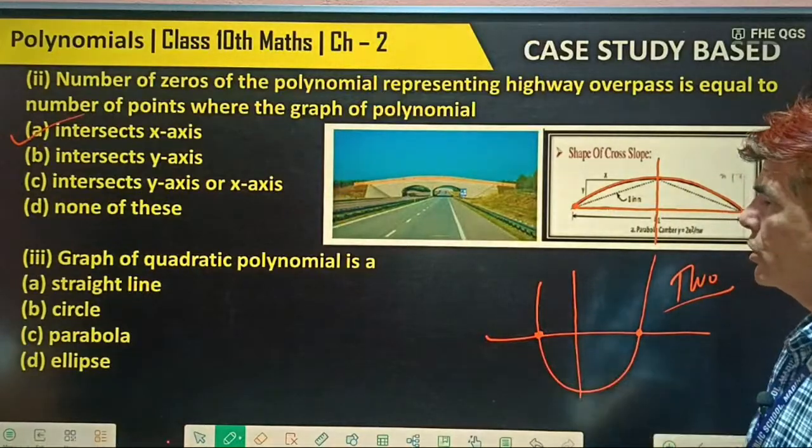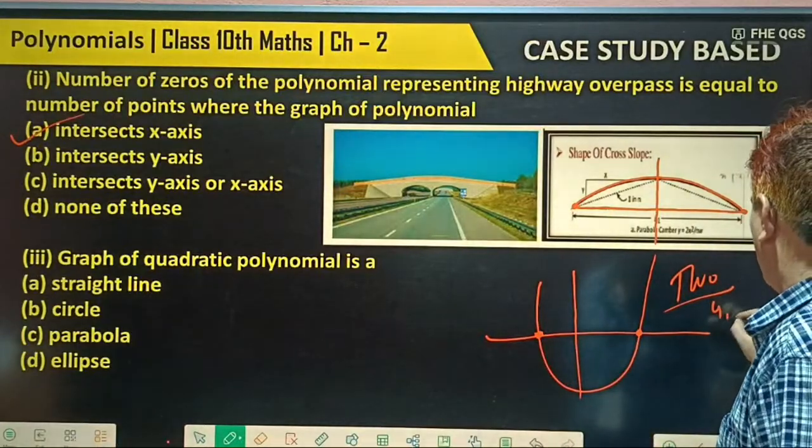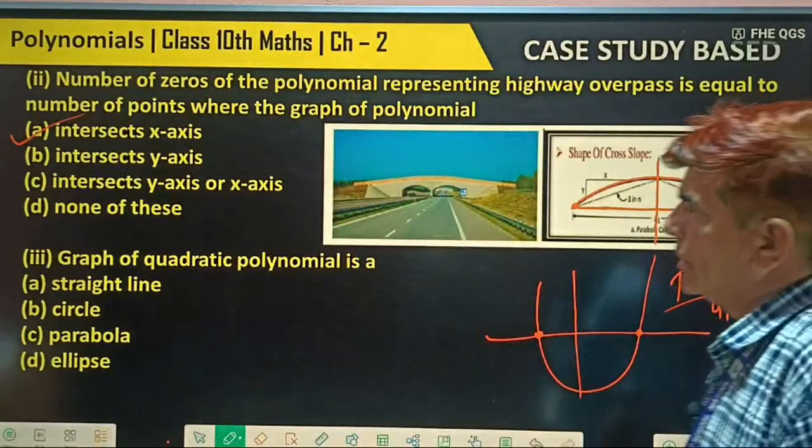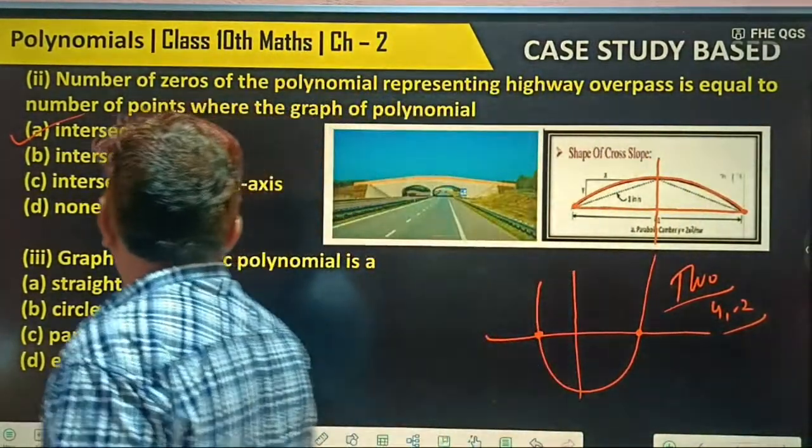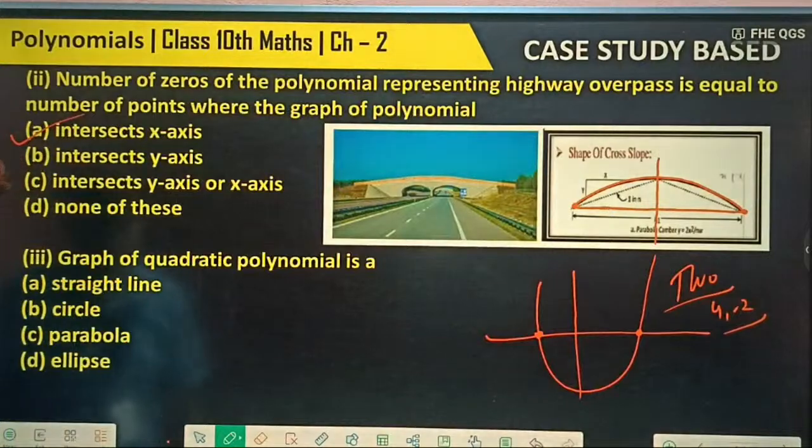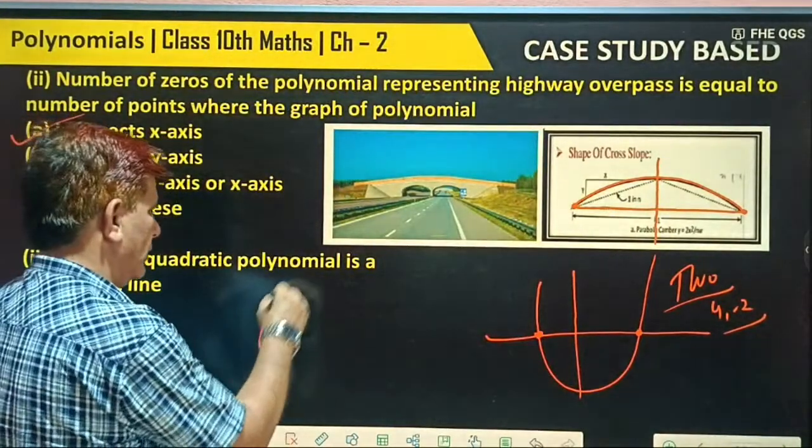And according to this question, 4 and -2. So it intersects the x-axis. The graph of the quadratic polynomial is also in the form of a parabola. Which shape? This type of parabola.